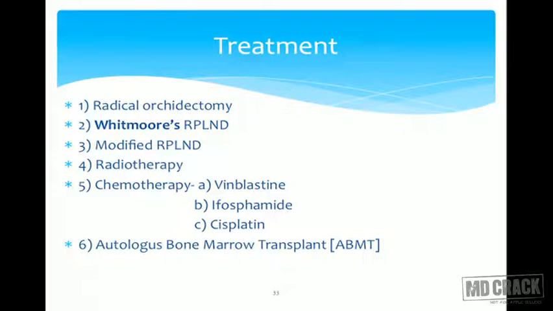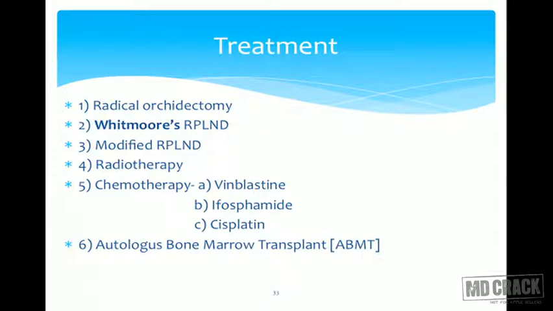So we give chemotherapy. What are the chemotherapeutic drugs available to us? We give vinblastine, ifosfamide, and cisplatin. These three drugs in combination, we usually give for a period of 4 to 6 weeks at 3 weekly intervals, and usually see a very nice prognosis. In very special situations, we subject the patient to autologous bone marrow transplant.